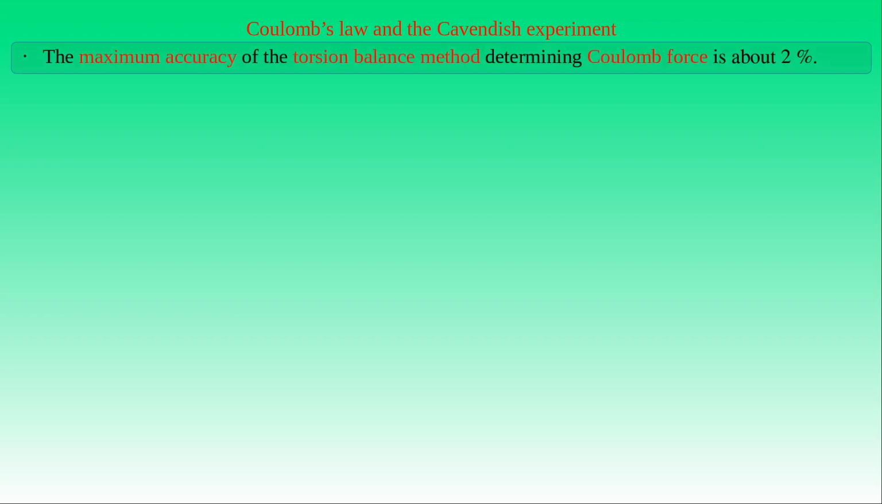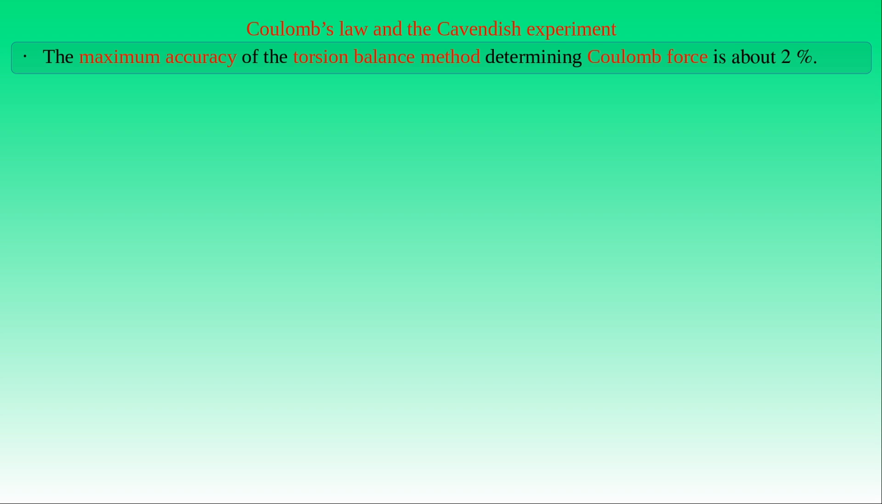As mentioned earlier, Coulomb faced some challenges when he performed his experiment with the charged metal balls attached to a torsion balance. The maximum accuracy that can be achieved with a torsion balance in such experiments is about 2%. However, instead of the direct measurement of force, there is a much more accurate method to demonstrate Coulomb's law, that is, that the electrostatic force is inversely proportional to the square of the distance.